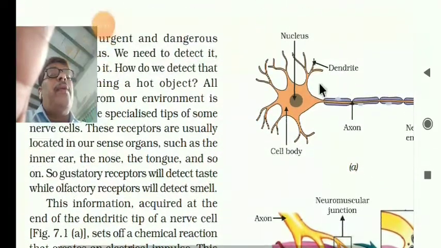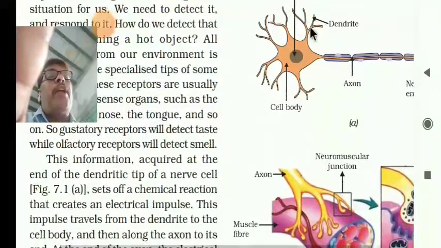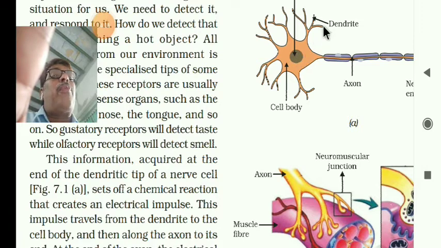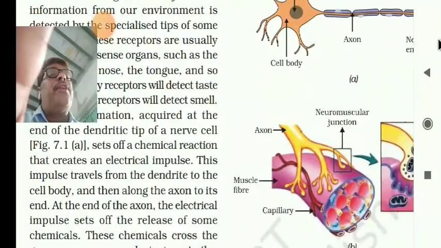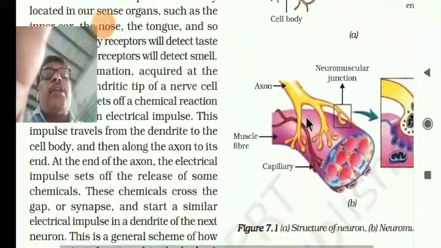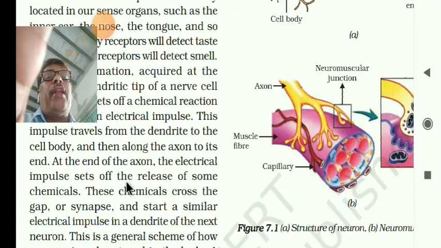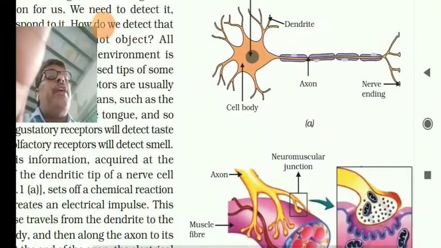Look here now. The dendrite tip acquired the information, and then chemical reactions take place, and due to the chemical reactions, electrical impulses are created. This impulse travels from the dendrite to the cell body, then along the axon to its end, the nerve ending. So then it reaches its end part.